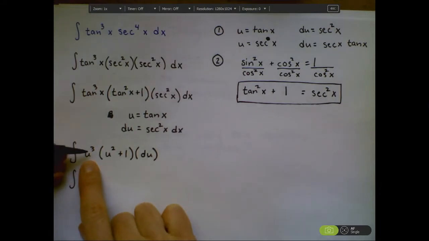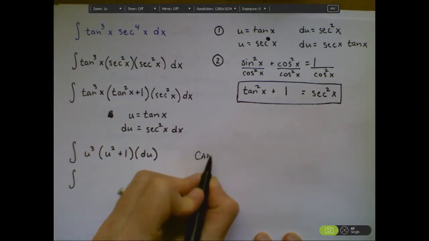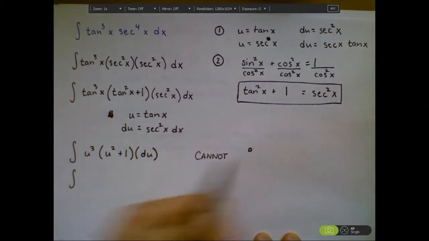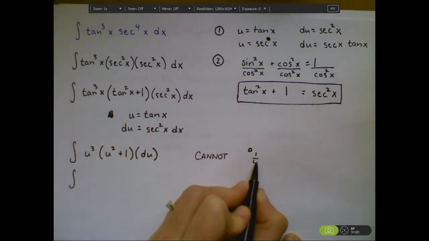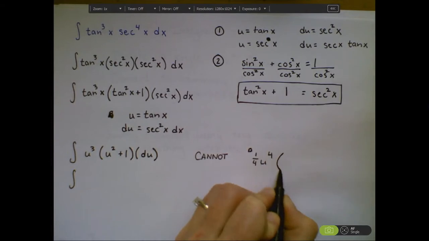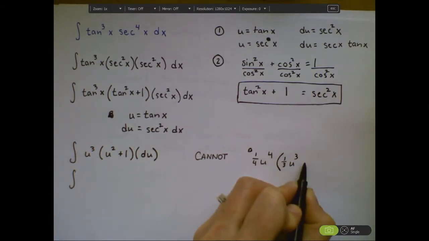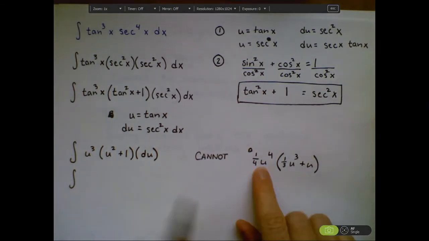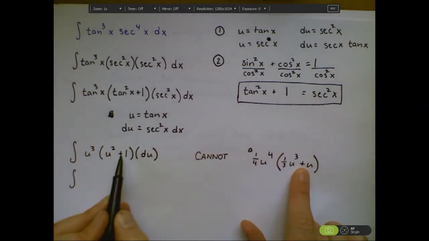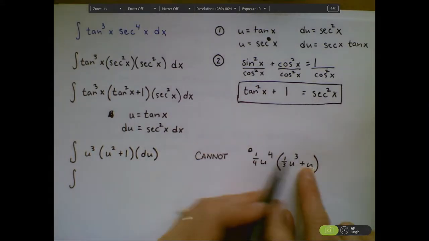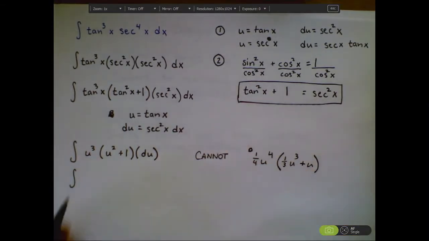Notice I cannot integrate each piece. I'm not allowed to say, aha, this is the integral of 1/4 u to the fourth times 1/3 u cubed plus u by taking the integral of this chunk and the integral of this chunk. That does not work. Why does that not work? Well, you can verify by taking the derivative of this and seeing that it doesn't line up.